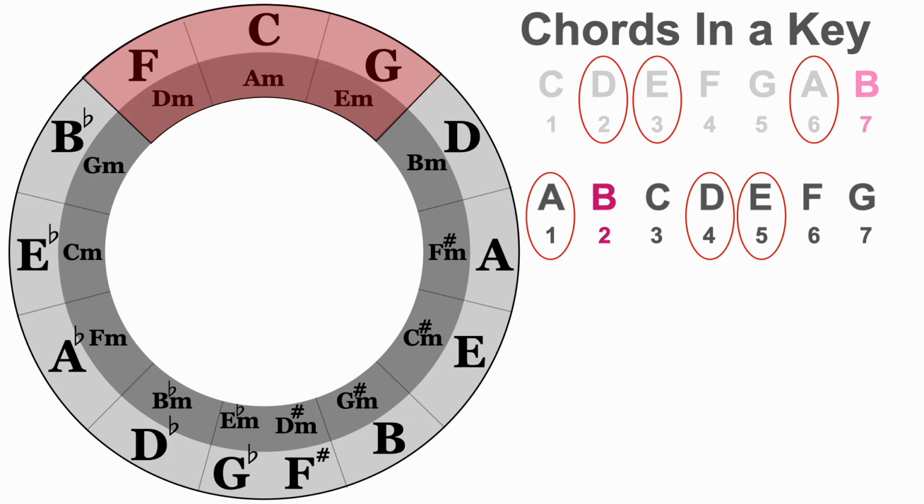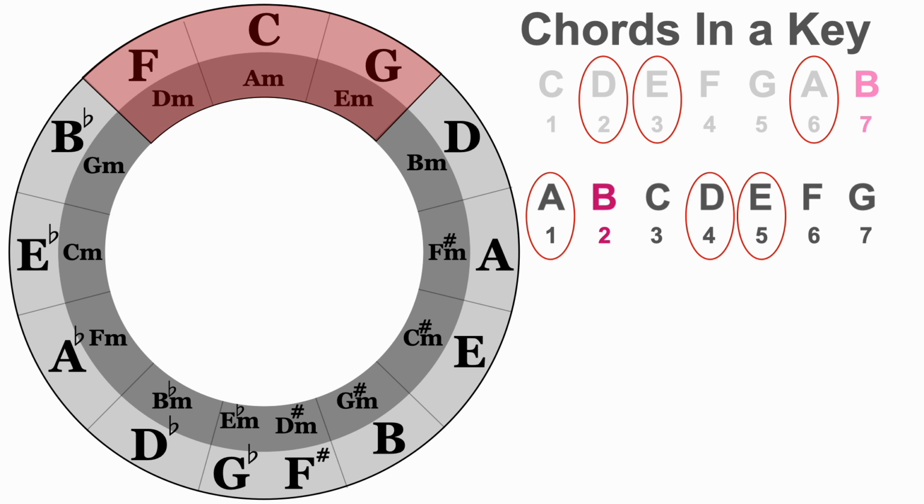In a major key, that means our 2, 3, and 6 chords are minor. And in a minor key, that means our first, our fourth, and our fifth chords are minor. Correspondingly, in a major key, our first, our fourth, and our fifth chords are major. However, in a minor key, our third, our sixth, and our seventh chords are going to be major.